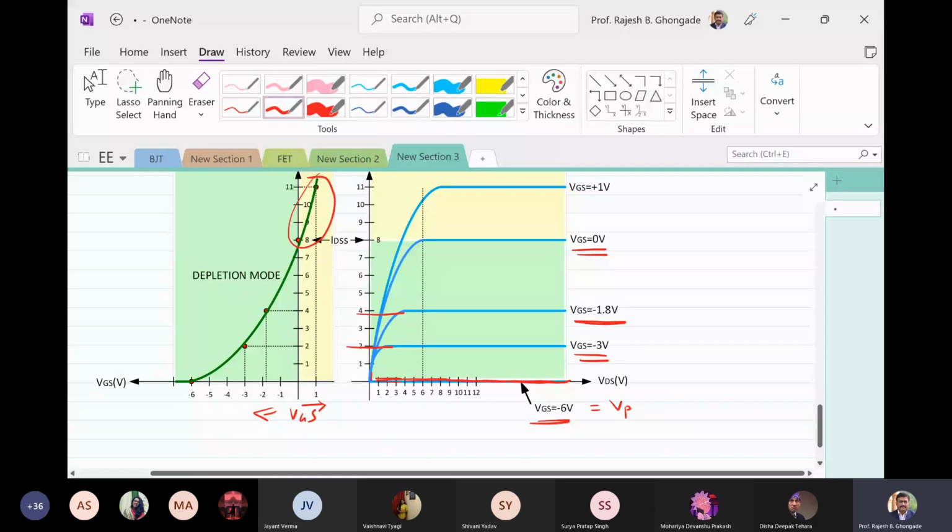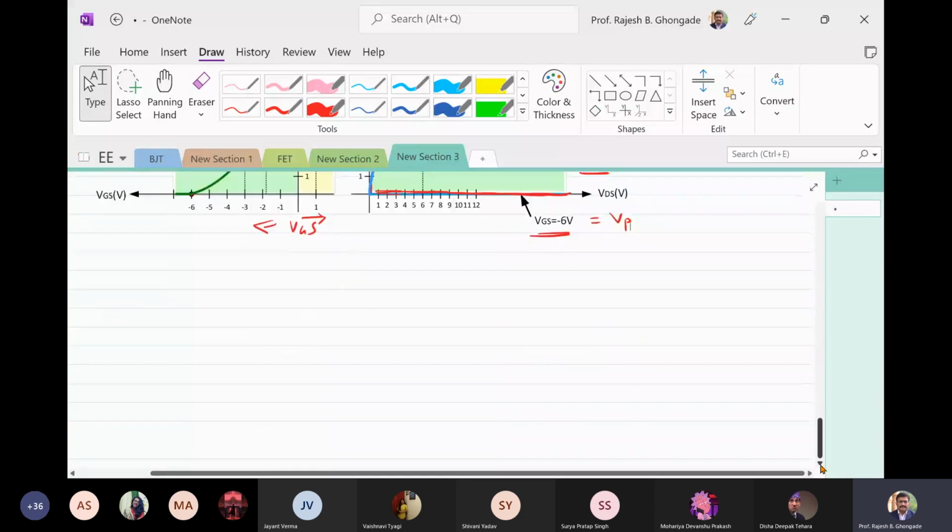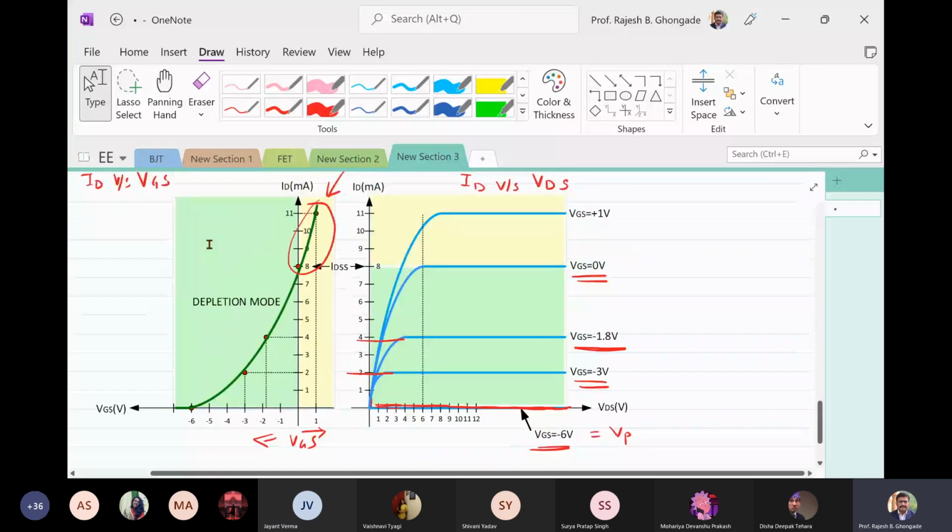So these are the depletion MOSFET characteristics. Does this device not have a breakdown region? It does. I have not shown it, but it is of course going to be exactly the same as that of the JFET.